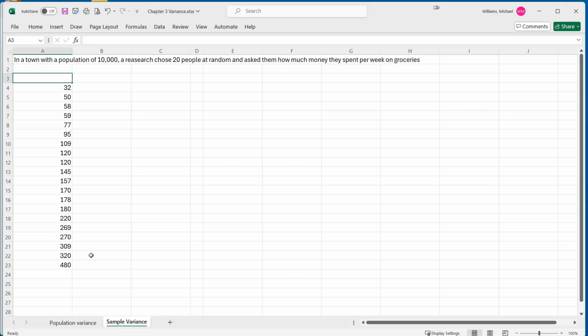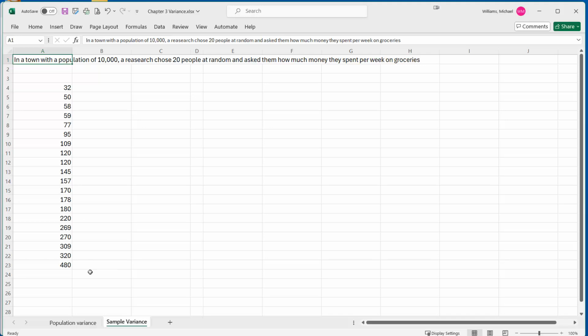But, so I've created a fake sample here. I am a professor. I don't have time to do anything except create fake data. So I pretended I chose 20 people in a town of 10,000 and asked them how much they spent on groceries last week, and I put the numbers here. So this is like a fake sample.